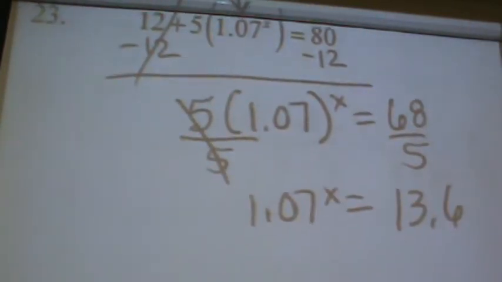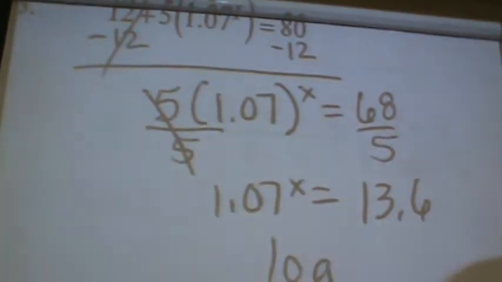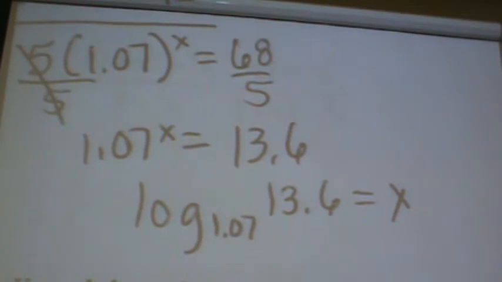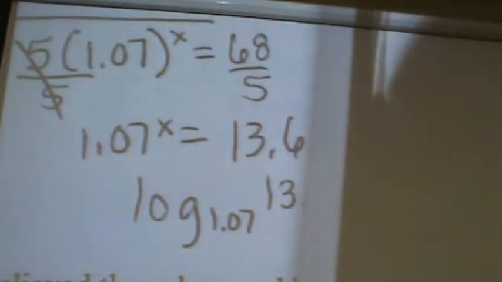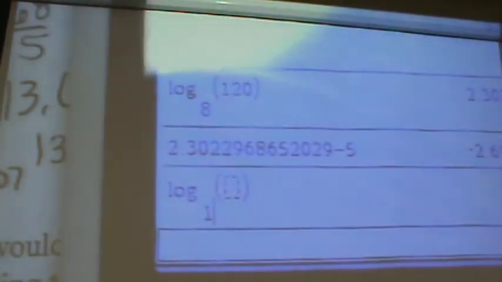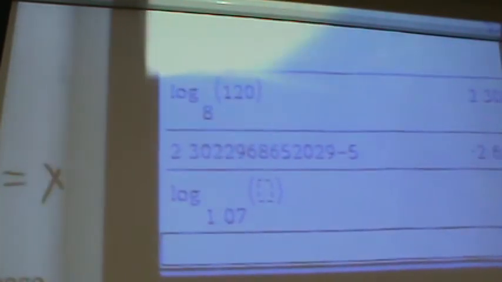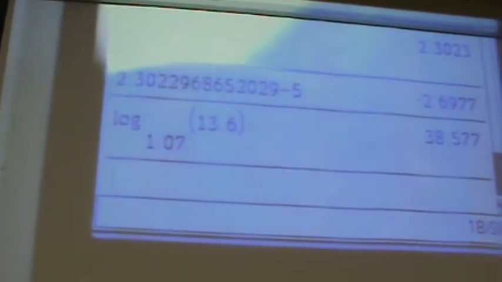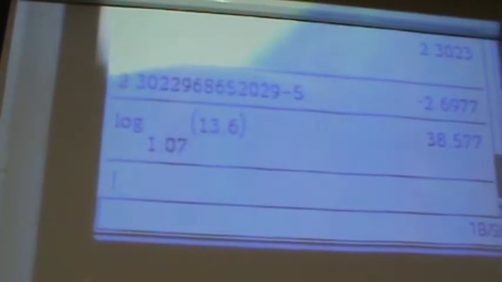Now rewrite this in log form. Log of 13.6 base 1.07 is x. So you're going to type in the log. So turn your calculator on. Pull the log, and you're going to hit 1.07 for your base and 13.6. And I get 38.58 if you round correctly. Questions?